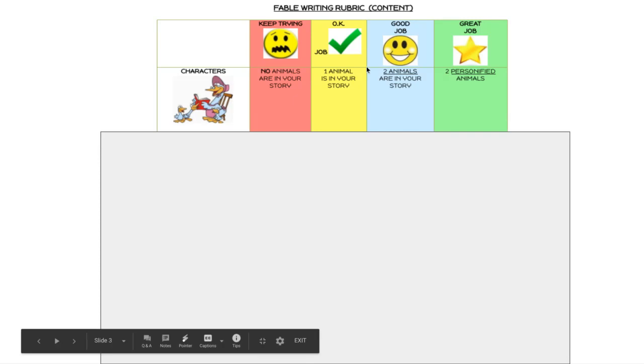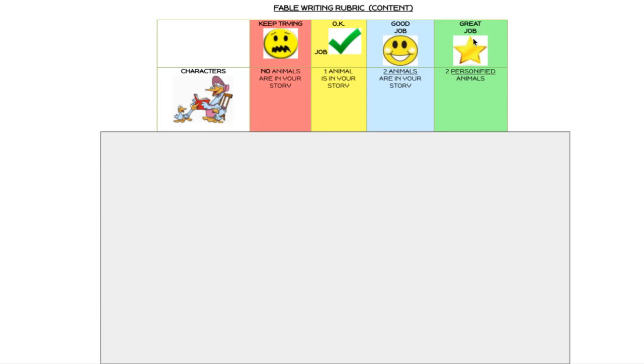So up here, it says keep trying, okay job, good job, great job. Obviously, we would like to be somewhere over here, okay? So we are going to figure out today which characters we are going to put into our writing. The keep trying would be that we have no animals in our story. An okay job is that we have one animal in our story. A good job is that we have two animals in our story. And a great job would be two personified animals.